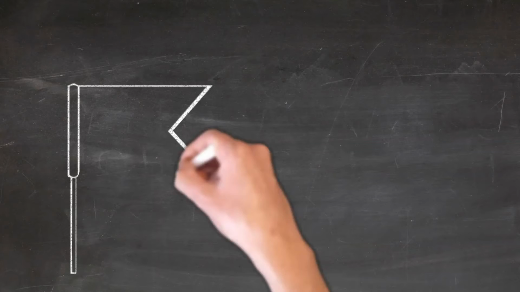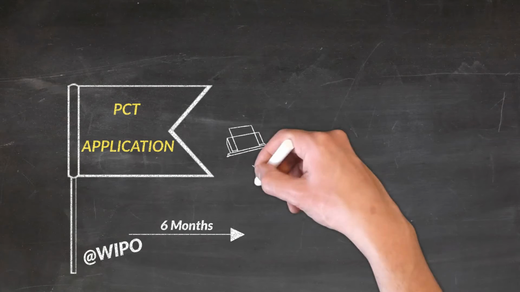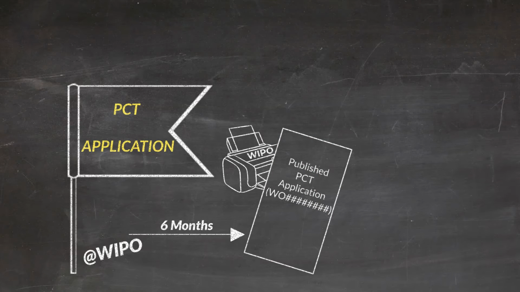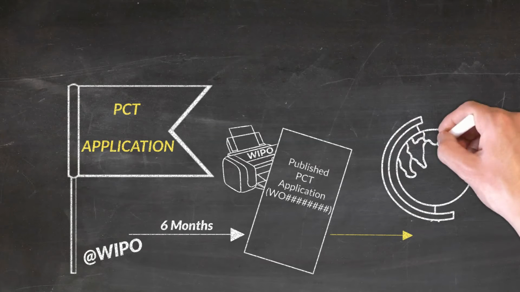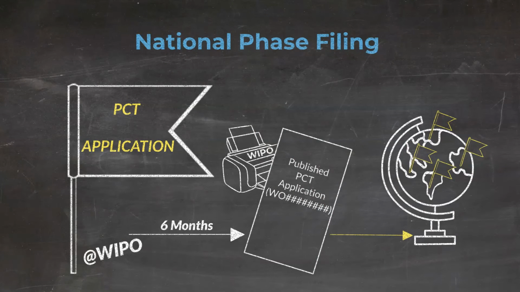About 6 months after the PCT application is filed, WIPO publishes the PCT application as a document called the WO. It is this published PCT application which is the text that will be filed in each country. Filing this application in each country around the world is called entering the national phase because it is taking this international PCT application and filing it on the national level in the individual nations or countries.